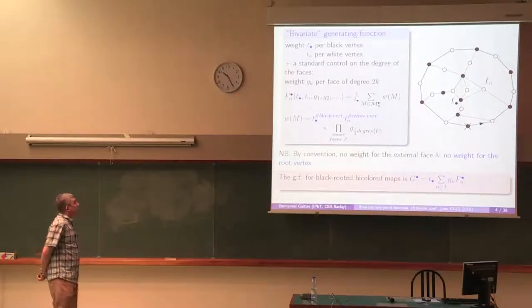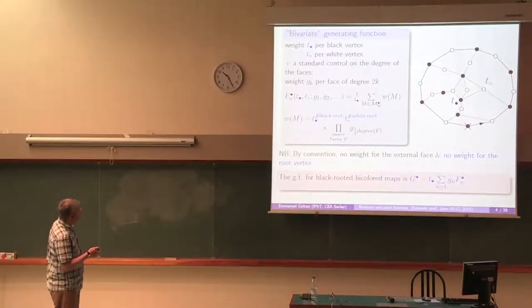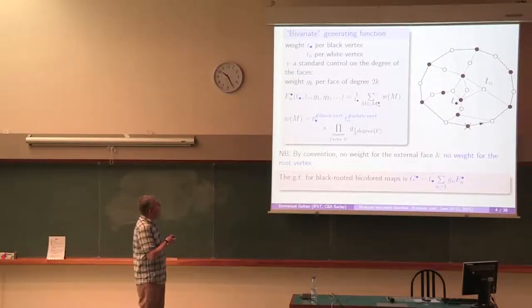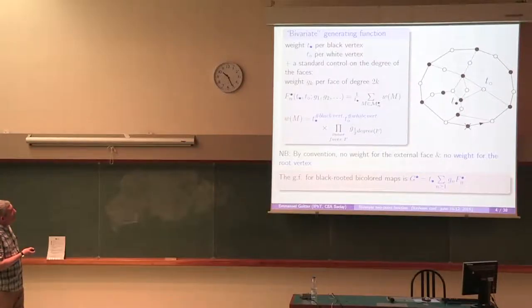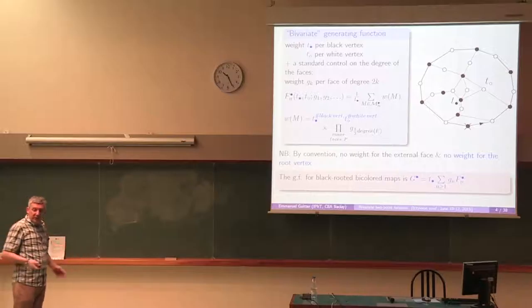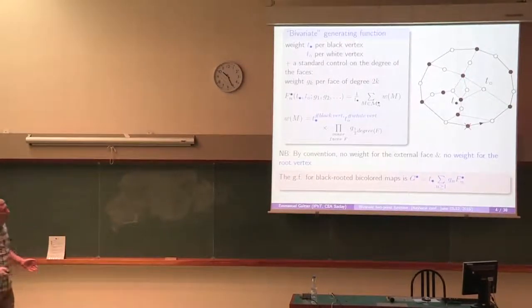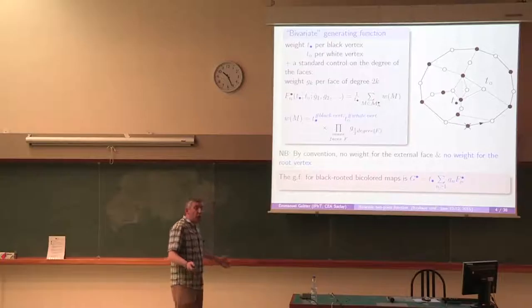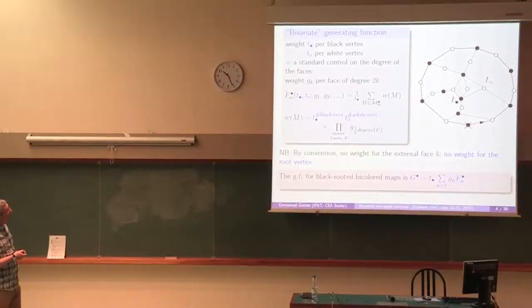And my generating functions, I'm going to use several of them, but they all get the same weightings: a weight t_black per black vertex and t_white per white vertex. So that's a new thing, usually you don't distinguish between black and white. Then there is the standard control of the degree of the faces, putting a weight g_k per face of degree 2k. So it's multivariate. But the new ingredient is that I put these two weights to distinguish between black and white vertices. In particular, if the degree of all the inner faces is fixed, say 4, then it's really bivariate, because you don't have to put the weight on the faces in that case.